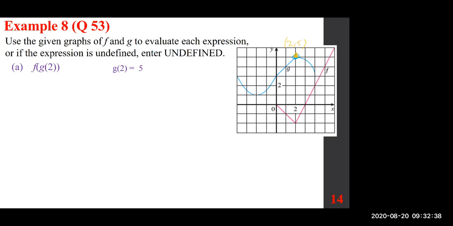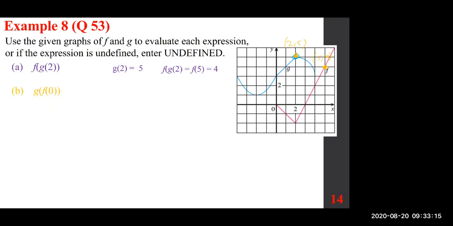Now, what are we looking for? F of g of 2, that means we are looking for f of 5. So 1, 2, 3, 4, 5 gives us here, look at this point. What are the coordinates here? The coordinates are 5, 4. So the answer is 4. This is what you need to do for all of this. That's why I don't want it to take too much time. This is very straightforward. And the answer becomes 4.